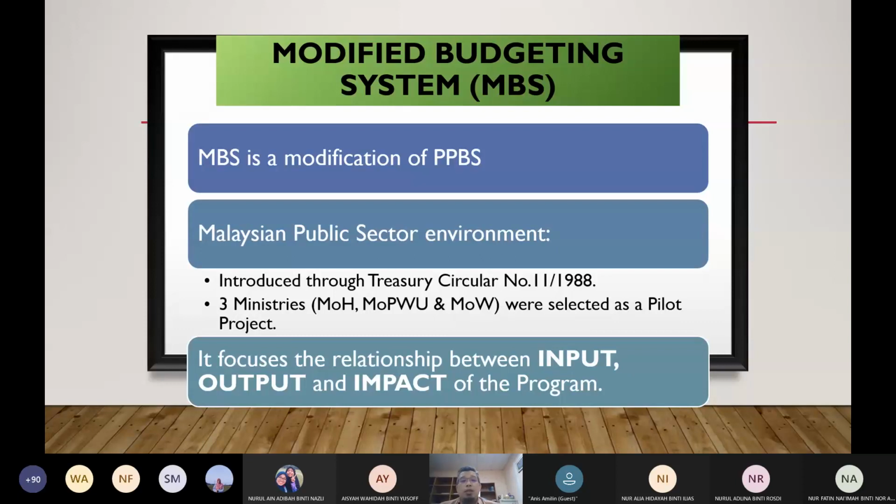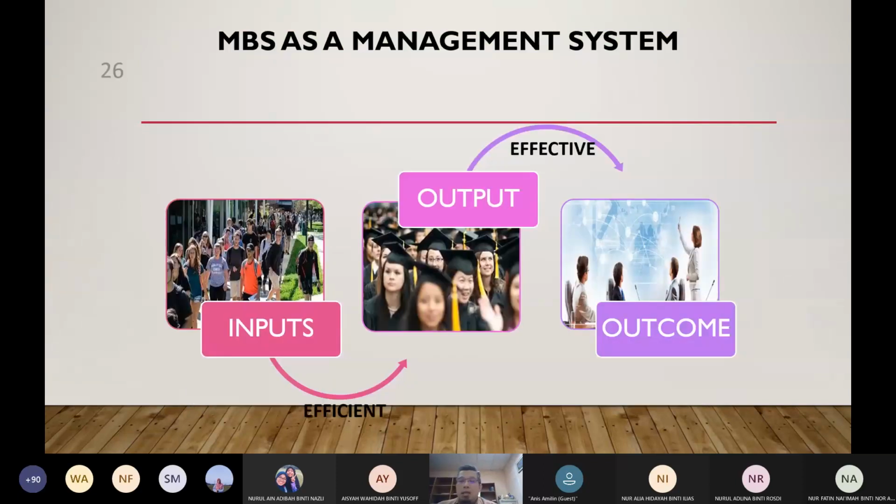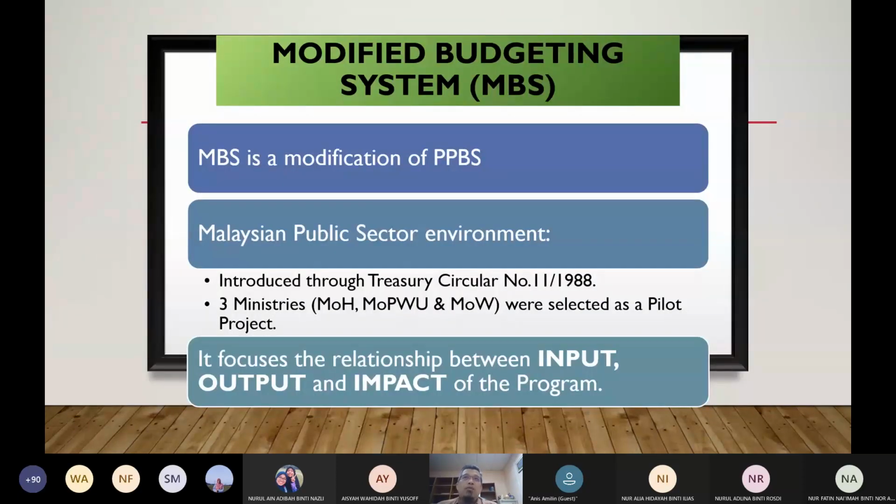Right, and then if you look at the bottom there, it focuses on the relationships between input, output, and impact of the programs. Okay, so that will be another level of discussion on these relationships between all the resources and the impact. Put in simple words, it is basically trying to improve the impact of what government is doing in terms of achieving their policy, and how each government agency can contribute. I think that's the main focus.